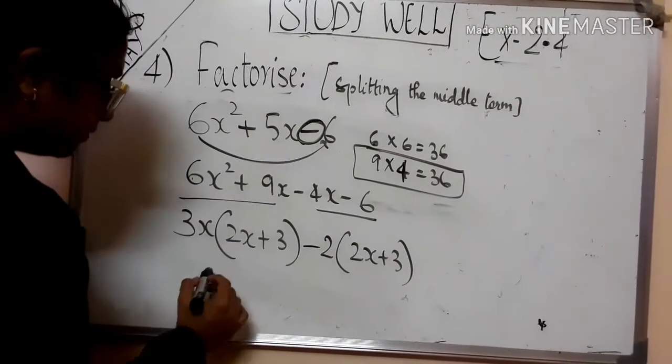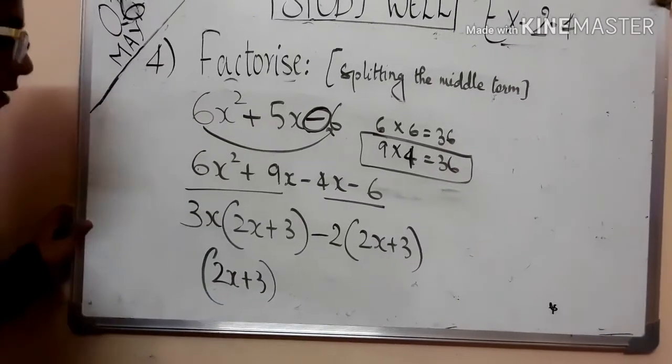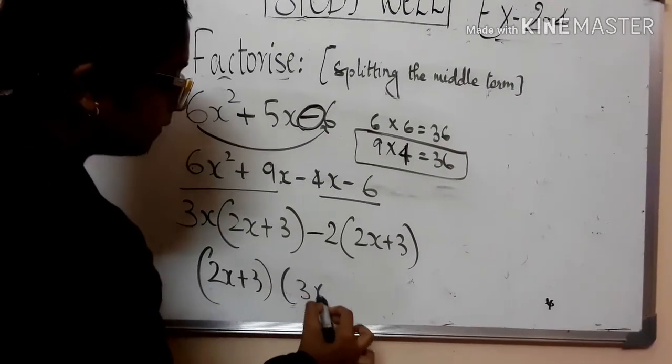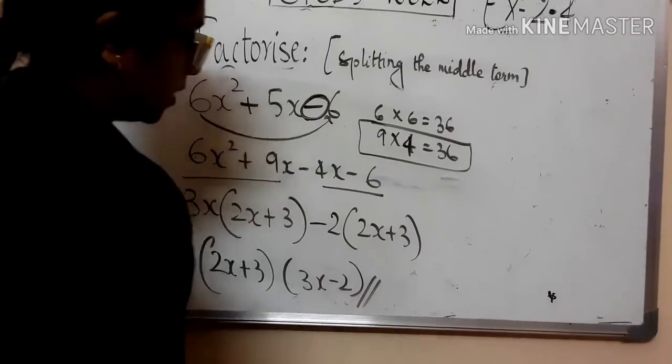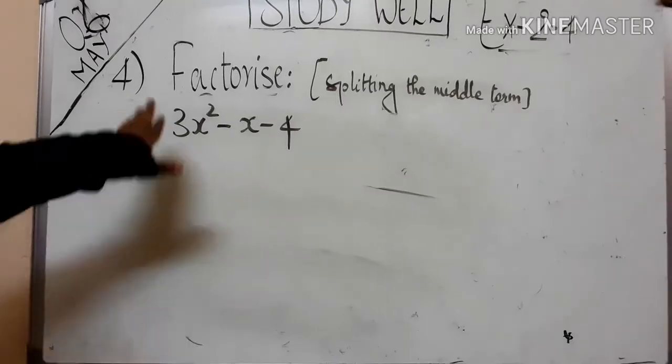So automatically what happened now? Both the brackets have the same number. So let's take out one of the brackets. One of the factors is done, and the second factor is 3x minus 2. The second factor is also done.